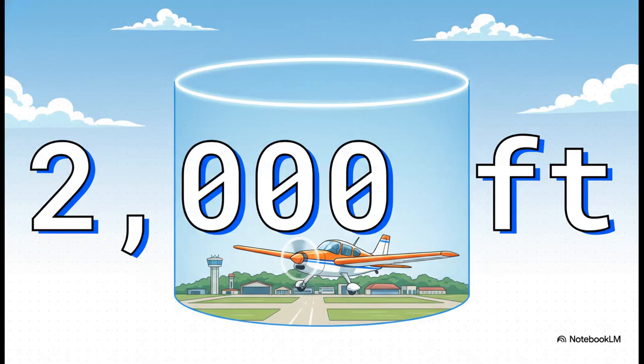Now sear this number into your brain for the exam. 2,000 feet. An ATZ always extends from the aerodrome elevation up to exactly 2,000 feet above that specific airfield. And listen, it doesn't matter if the airfield is sitting right at sea level or perched up on a 500-foot hill, the ceiling of that protective cylinder is literally always 2,000 feet above the aerodrome surface elevation. Anything above that, well, you're outside the ATZ.